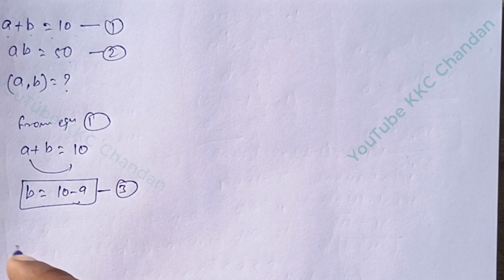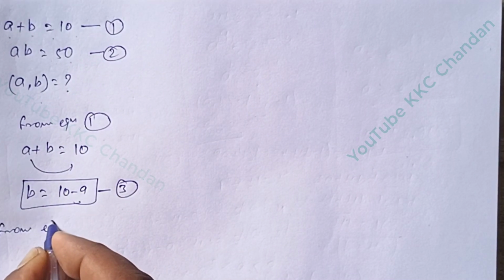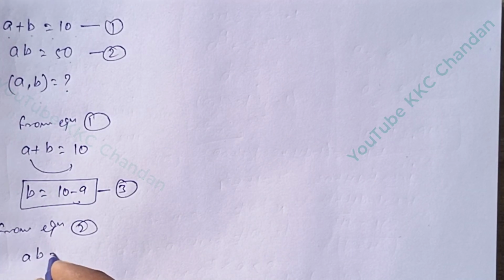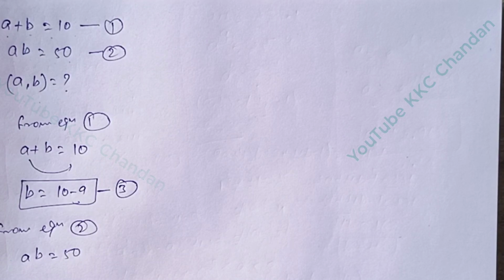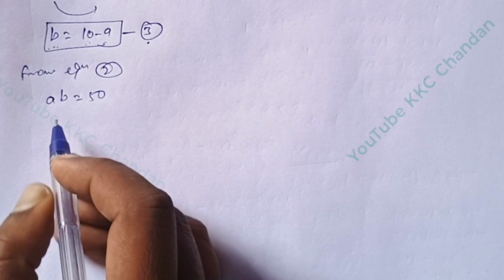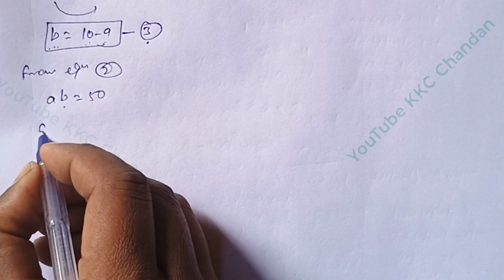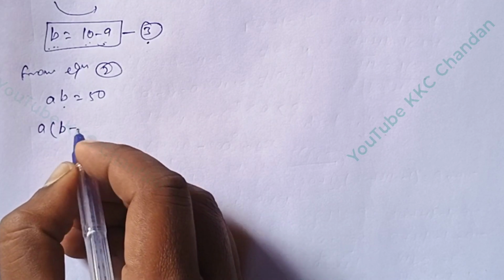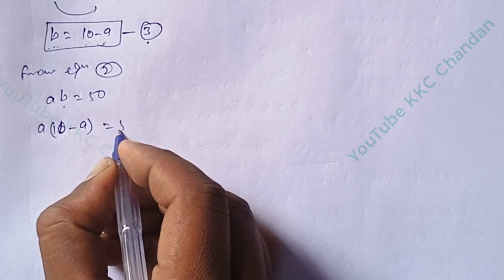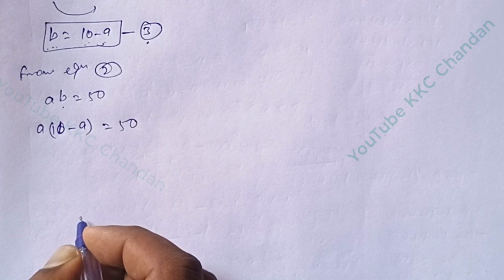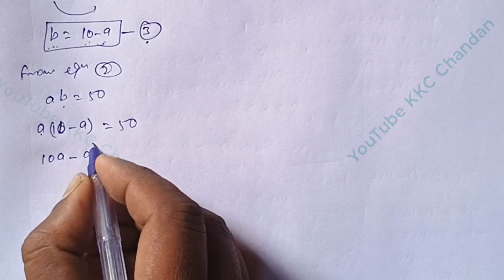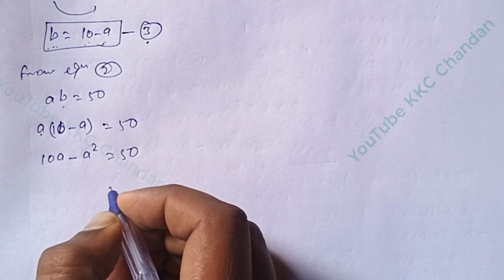From equation number 2, ab is equal to 50. In equation number 3, b is equal to 10 minus a. So put the b value in this place: a into (10 minus a), bracket close, is equal to 50. Next step, a into 10 means 10a minus a square is equal to 50.